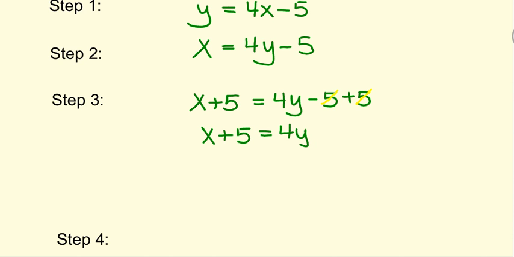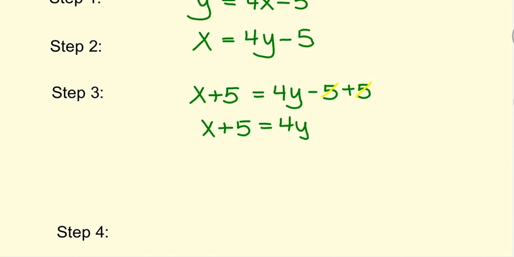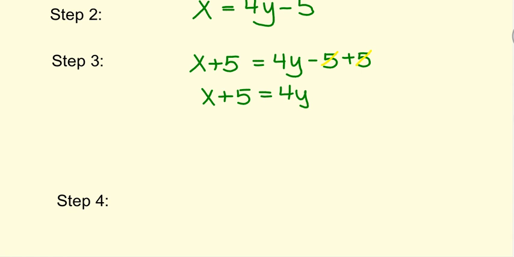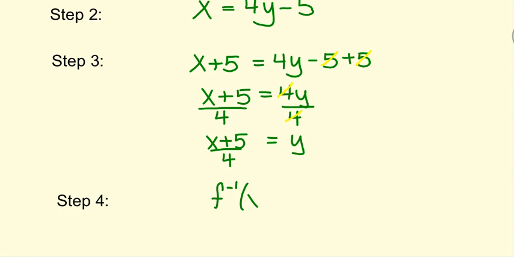Now we need to get rid of the 4, so we have to undo the 4. To undo the 4, we're going to divide both sides by 4. The 4 and the 4 will cancel on the right-hand side. And then we have x plus 5 over 4. The last step is to replace the y with the f inverse function. So we say f inverse equals x plus 5 over 4.